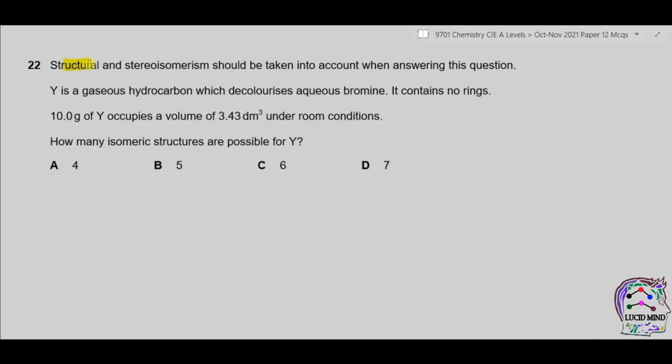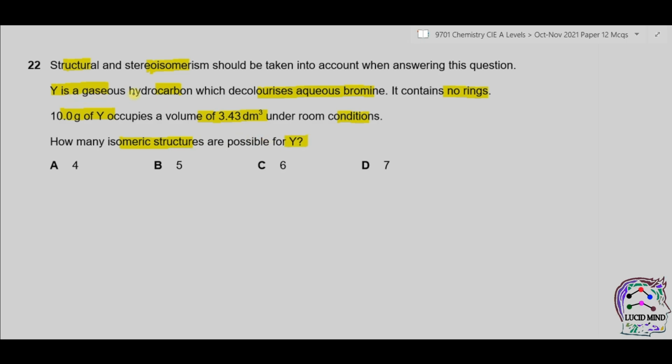Question 22. Structural and stereoisomerism should be taken into account when answering this question. Y is a gaseous hydrocarbon which decolorizes aqueous bromine. It contains no rings. 10 grams of Y occupies a volume of 3.43 decimeter cube under room conditions. How many isomeric structures are possible for Y?